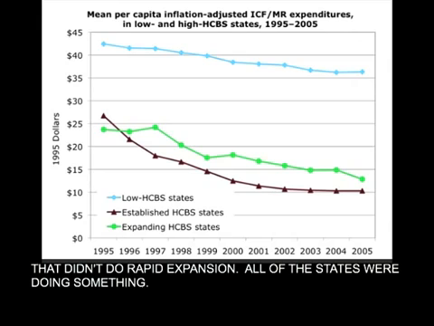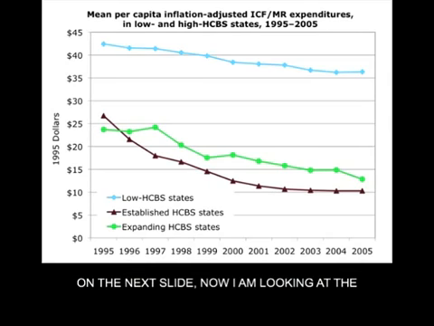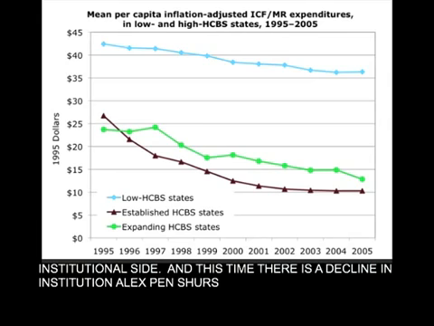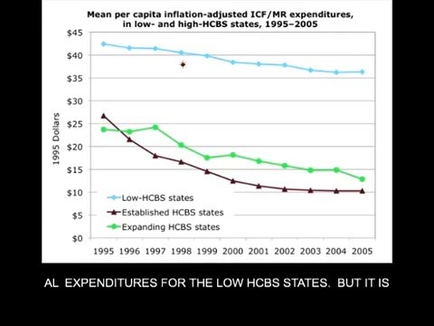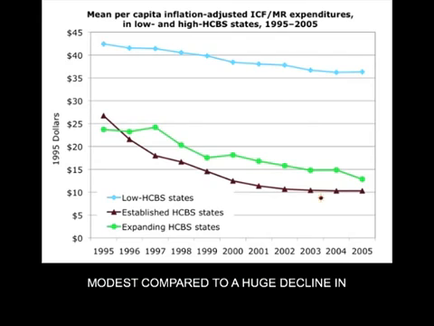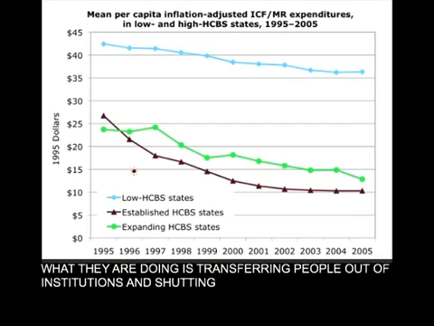In other words, basically all the states were doing something. On the next slide, now I'm looking at the institutional side, and once again, this time there is a decline in institutional expenditures for the low HCBS states, but it's rather modest compared to a huge decline in the established HCBS states, which started almost immediately. So expanding HCBS on the IDD side seems to have a really dramatic effect on institutional expenditures.